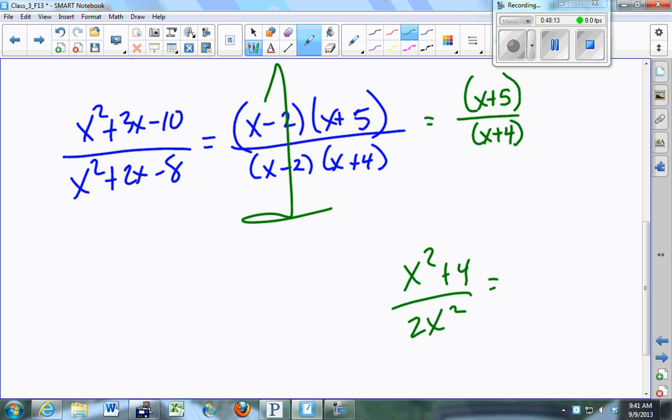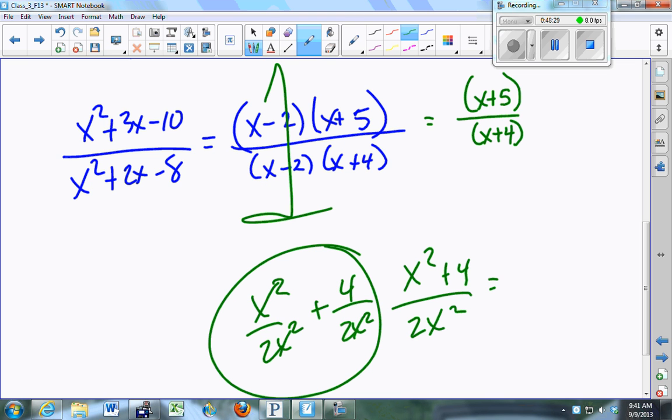You would have added 2 fractions. What must be true about fractions when you add them? They had to have a common denominator. So to get to this step, you would have had this: x squared over 2x squared plus 4 over 2x squared. Now, if you have that problem, you can simplify each individual fraction, but you cannot simplify it like that.